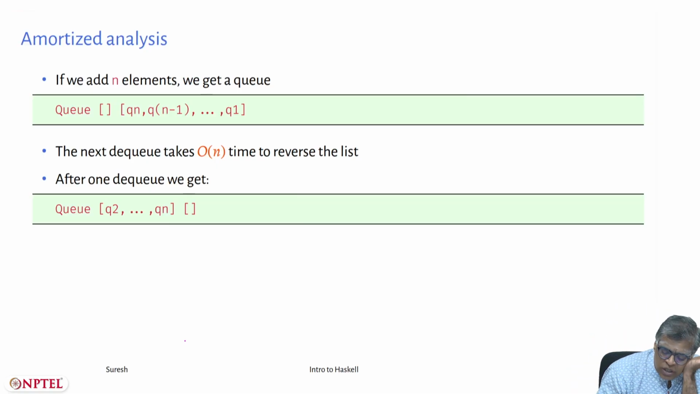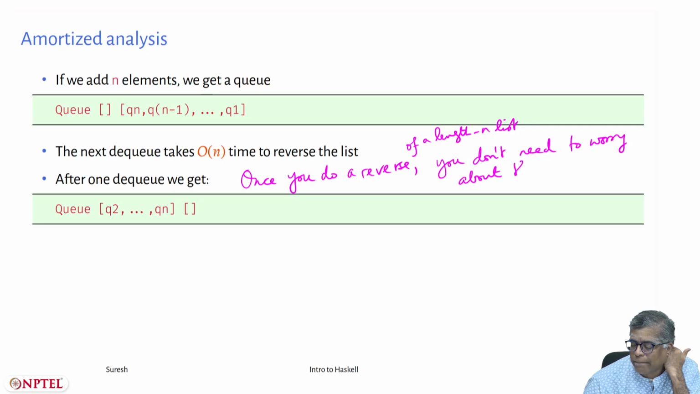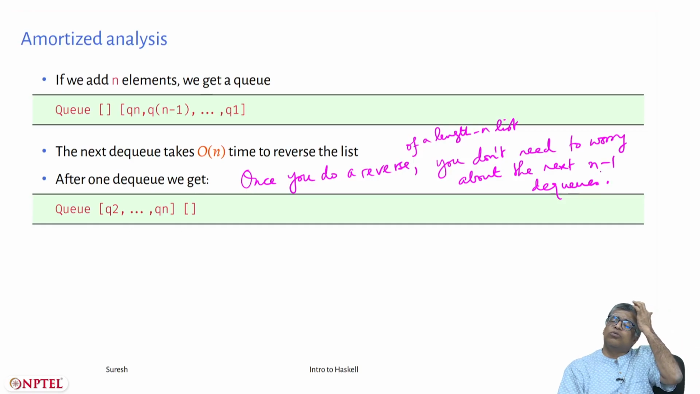once you have done a reverse of a length n list, you do not need to worry about the next n minus 1 DQs. Okay. But what if there aren't n minus 1 further DQs?